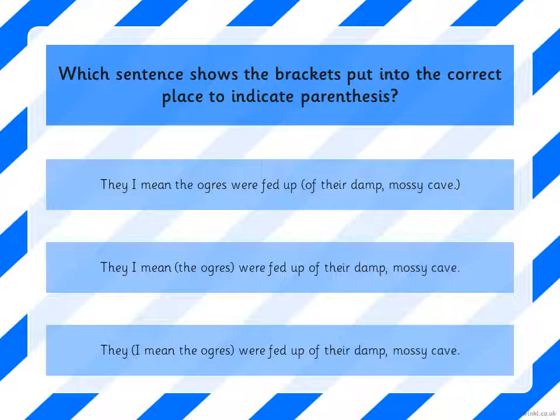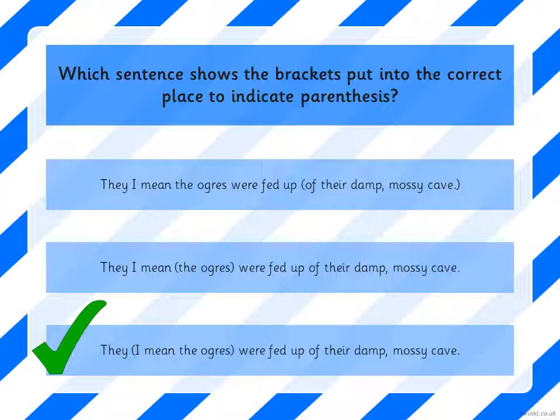So here again, have a look through which one is correct, write it down for me. And you should have ticked or written down the third sentence. They, I mean ogres, were fed up of their damp, mossy caves. Perfect. So if I was taking out that bracket, it would still make sense as a main clause. They were fed up of their damp, mossy caves. And obviously I need extra information to tell me who they is referring to. What is that pronoun referring to? So they, I mean the ogres.